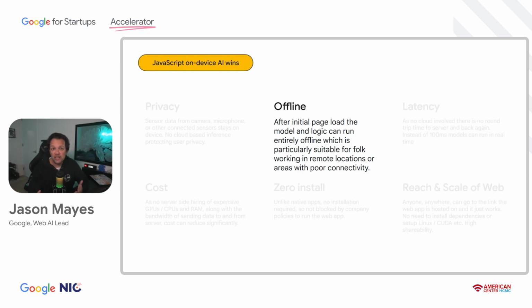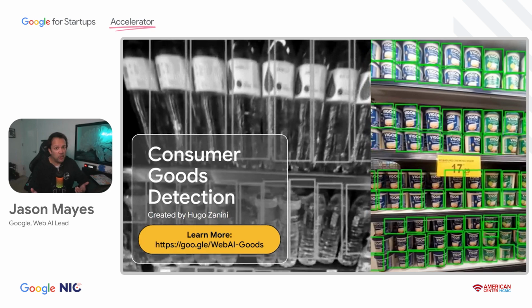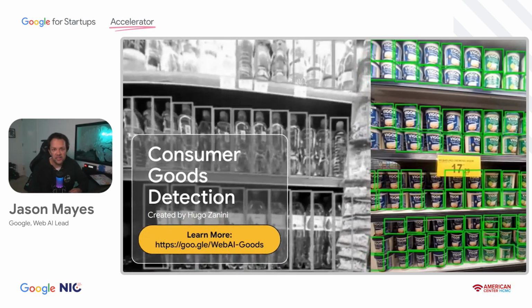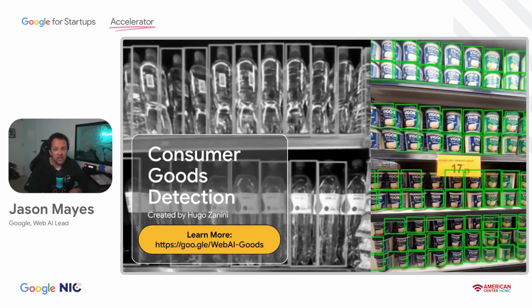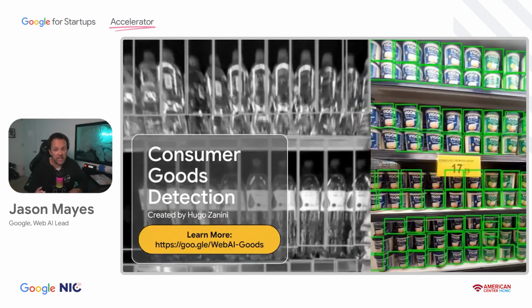You've also got the ability to run offline on the device itself, so you can even perform tasks in areas of low or no connectivity after the page load. Now, you might be wondering, why would a web app need to work offline? Well, in this great example by Hugo Zanini, he performs product placement verification using a web app in supermarkets for a retail customer that he was working with.